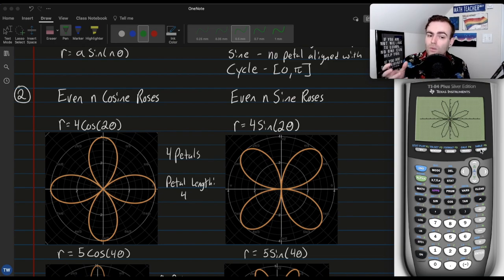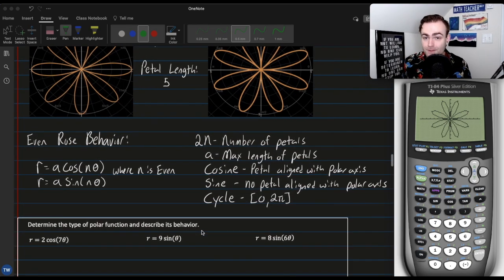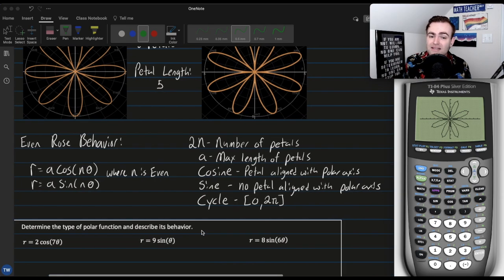Interesting. So we don't have 4 petals, we have 8, and we didn't have 2 petals before, we had 4. Very, very cool. So what does that behavior tell us for even roses? For even roses, we have 2n petals. So we double the even number, and that gives us the number of petals. A is still the max length of the petals.